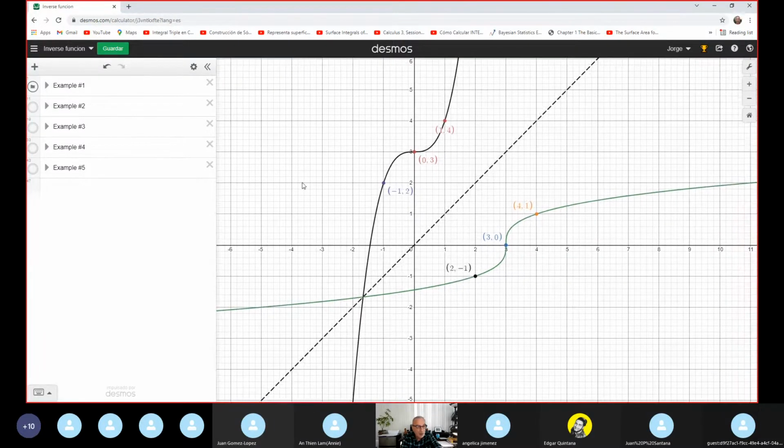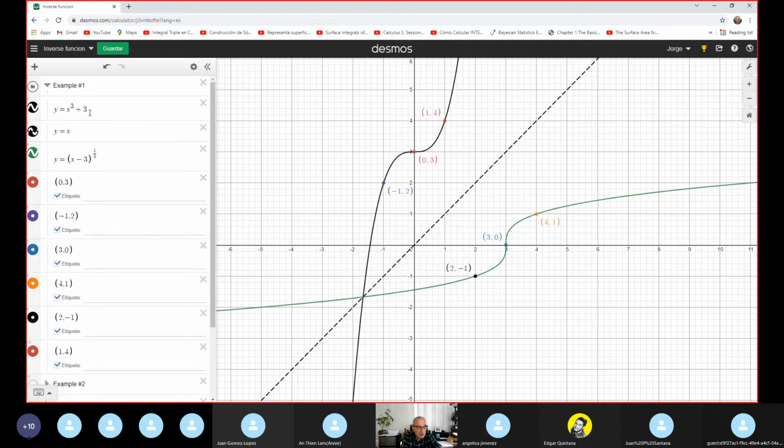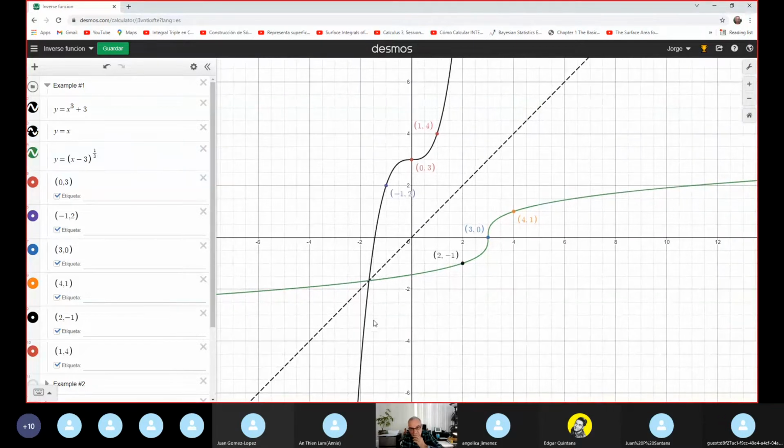Wow. In example one, look, I put an original function. I put the cubic root using a fraction exponent. It's equivalent, you know. I put different points, for example 0,3, 3,0, 1,4, 4,1, negative 1,2, 2, negative 1. And you see how clear and elegant the graph of any function and its inverse are, symmetric with respect to the line y equal x, which represents the identity function. Do you see clearly? Super clear or no?